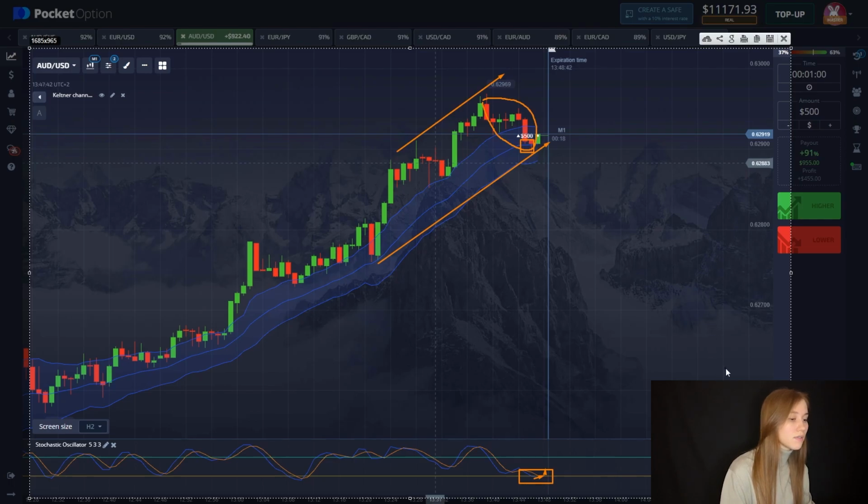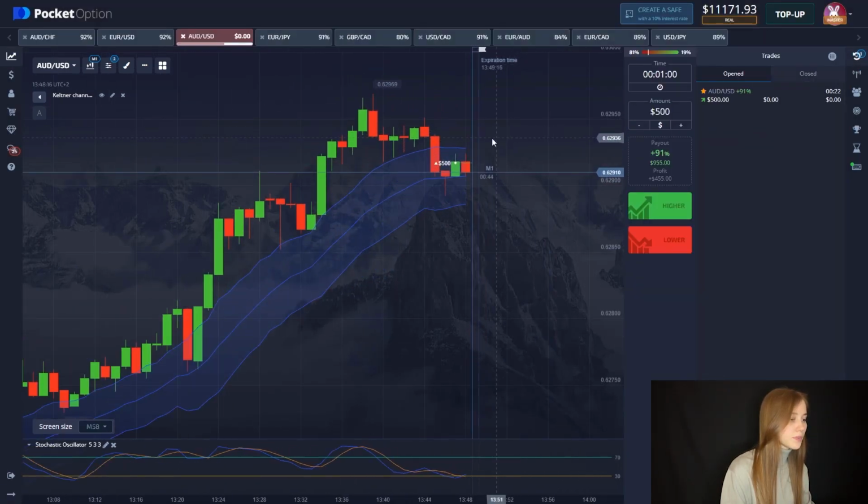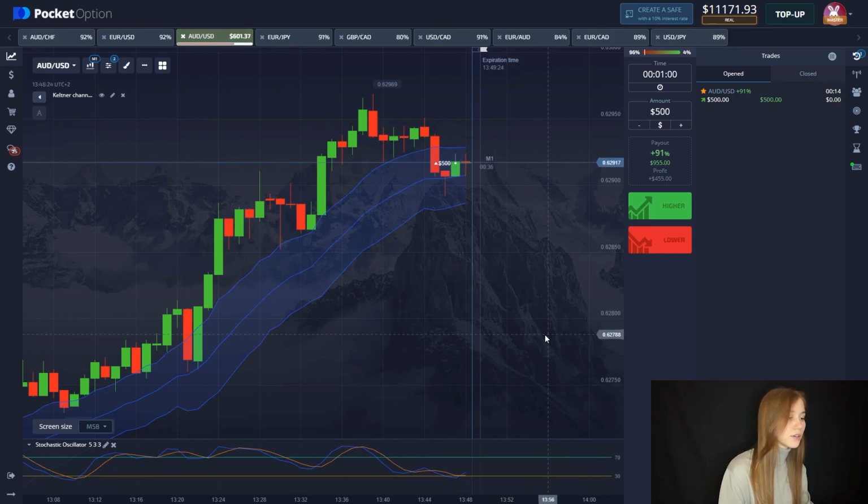There was a touch of the middle line of the channel. This indicates that most likely the correction has ended and the movement will go up. So the deal was opened for an increase, and let's look. The intersection has occurred. I think by the end of the trade the exit should occur and our trade should close in plus.